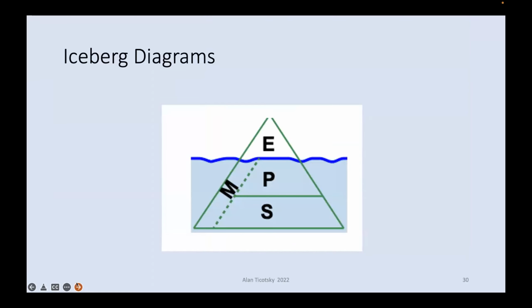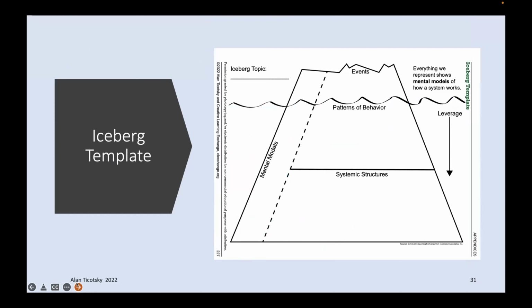We also use iceberg diagrams. And there's a template. In our book, we decided to go with the 3-level iceberg and have mental models up along the side. Some people use 4-level ones with mental models underlying the bottom. I've even seen 5-level ones, so it's just a choice that you make, what you're comfortable with.